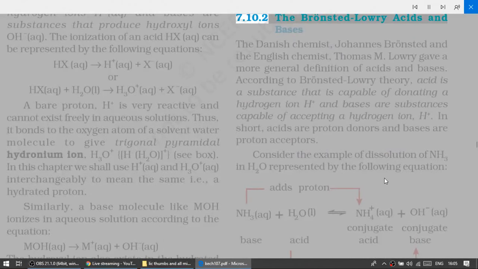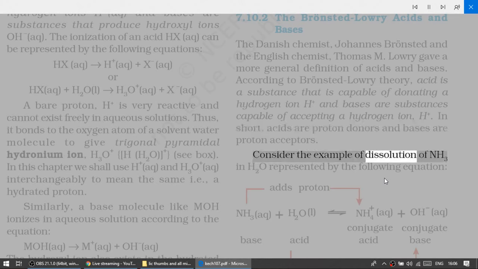The Bronsted-Lowry acids and bases. The Danish chemist, Johannes Bronsted, and the English chemist, Thomas M. Lowry gave a more general definition of acids and bases. According to Bronsted-Lowry theory, acid is a substance that is capable of donating a hydrogen ion H+, and bases are substances capable of accepting a hydrogen ion H+. In short, acids are proton donors and bases are proton acceptors.